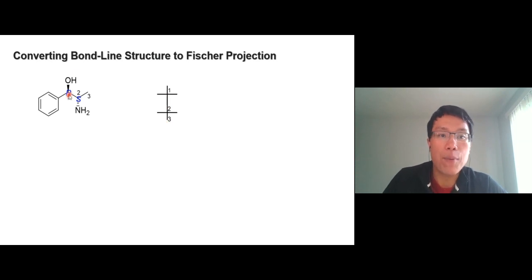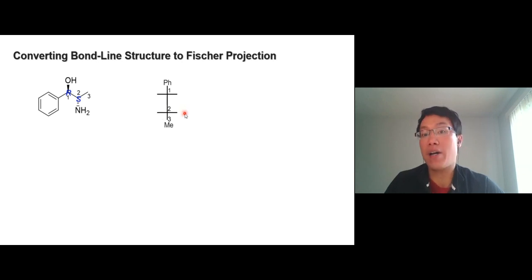All right. On carbon one, you got a phenyl group on top of it. Put phenyl right there. And carbon three is just a methyl down here. Okay. All right, now you have to put an OH on here somewhere, and the other one is gonna be the hydrogen. Same thing with carbon number two, nitrogen is gonna be on either left or right, and the other one is gonna be hydrogen.